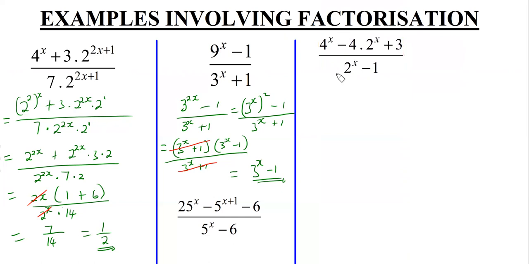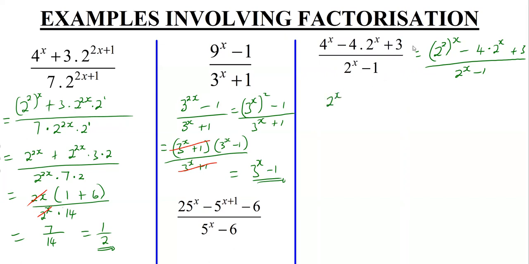Okay. So, for example, here, what we have is 4 to the power of x, which we can put as 2 to the power of 2x. Let me put it like that. 2 to the power of 2, we are expressing 4 there, minus 4 times 2 to the power of x plus 3. Then we have 2 to the power of x minus 1. Now, in this case, we are simply having something like 2 to the power of x.